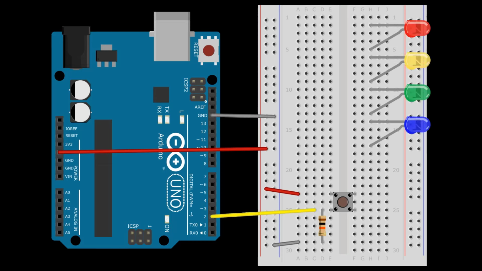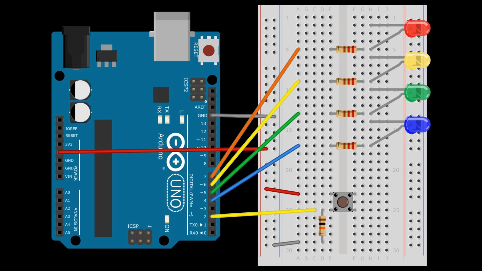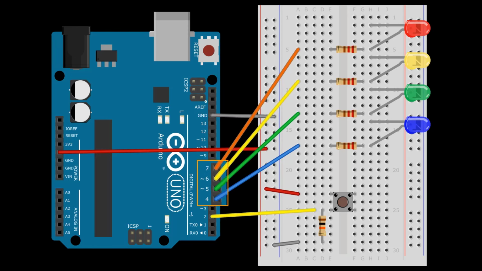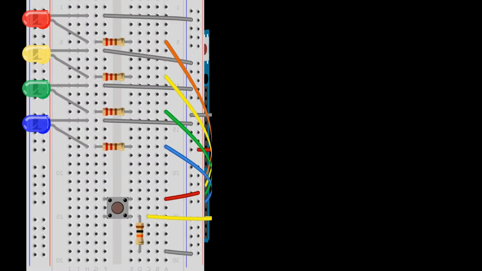The positive side of each LED is connected to a current limiting 220 ohm resistor to protect the Arduino, and a digital pin to activate it. Here, I've connected the LEDs to pins 4, 5, 6, and 7. The negative side of each LED is connected to ground. To turn each LED on in order, we'll use a for loop.